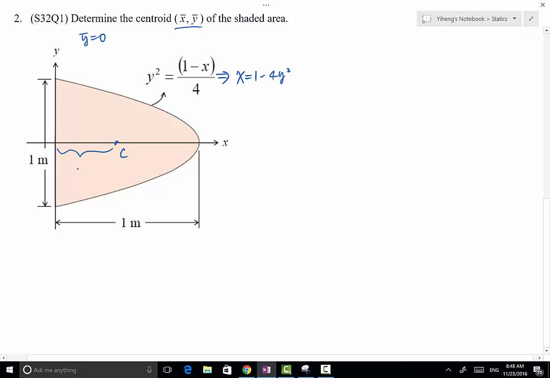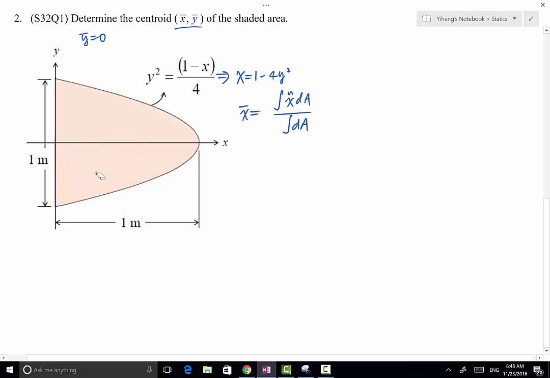We don't know what this is, but we know that for any point on the x-axis, the y-coordinate must be 0. So we only need to determine x bar, and x bar can be determined by this equation: integration of x tilde dA over the integration of dA. dA is the area of the differential element that you choose, and x tilde is the x-coordinate of the centroid of your differential element.